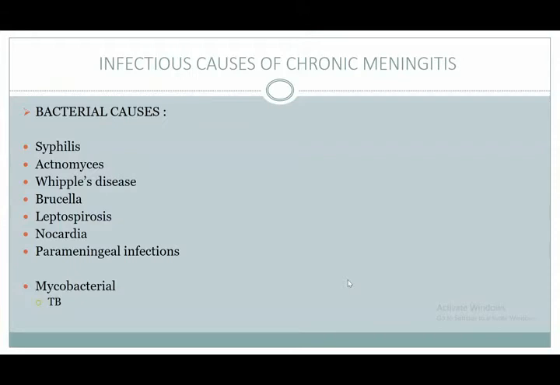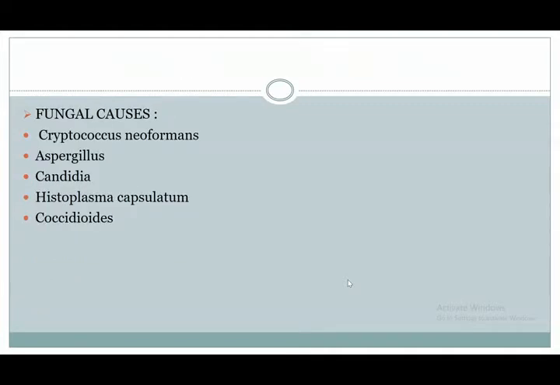So, coming to infectious causes of chronic meningitis, among bacteria, the common causes include Staphylococcus, actinomyces, Whipple's, brucellosis, leptospirosis, nocardia, parameningeal infections. Mycobacterial infection with TB is a common cause of chronic CNS infection. It is the most important single cause of admission with chronic CNS infection in our neurology department, especially in this part of the world, South Asia. You will find the most common cause of chronic CNS infection is TB, chronic TB meningitis.